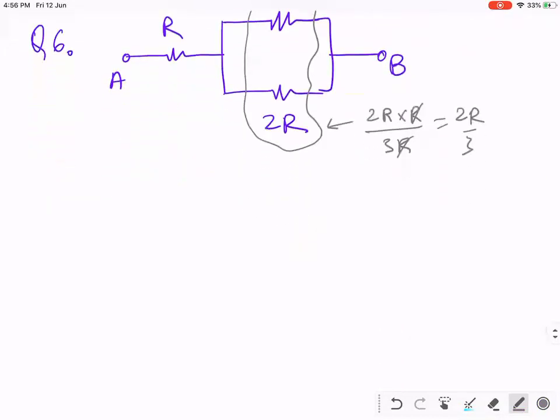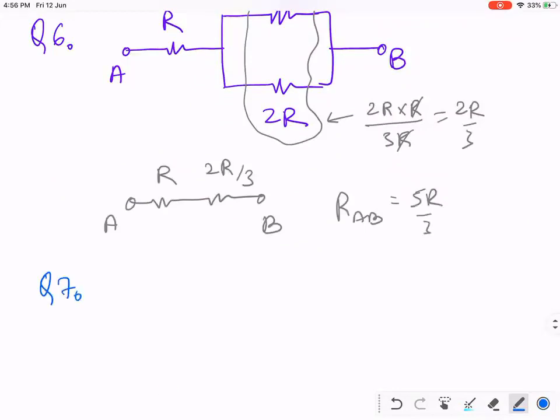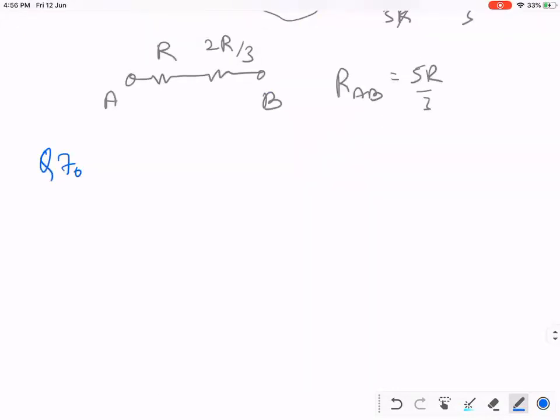And then 2R by 3 and R in series. So you'll get RAB as 5R by 3, right? Yes, sir. Let's move towards the next question. Question number 7. Question number 7 says, this is R. This is R.